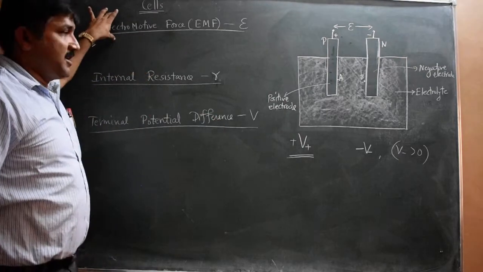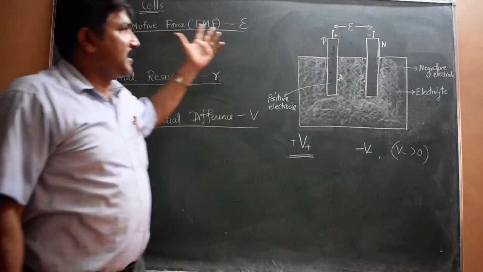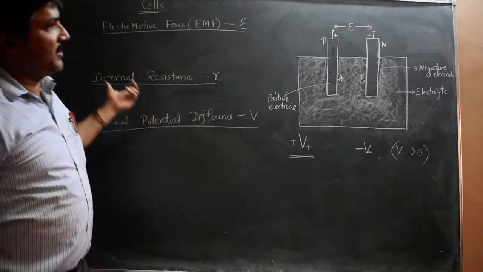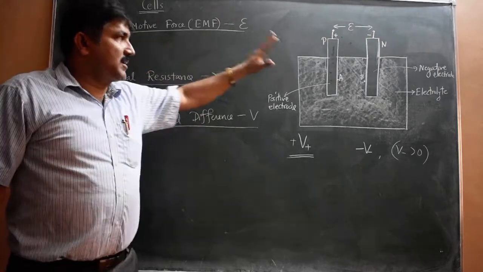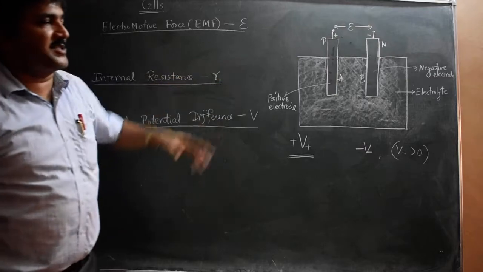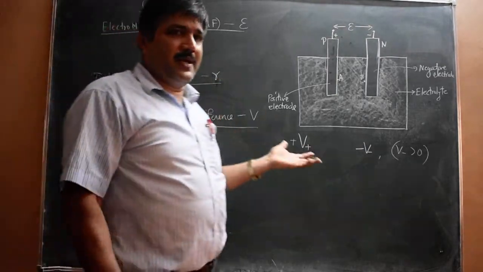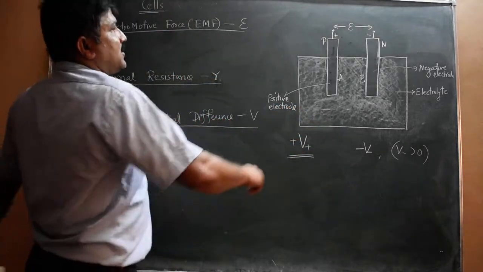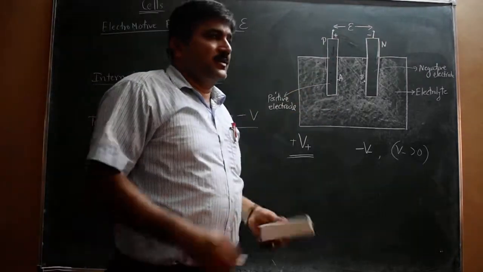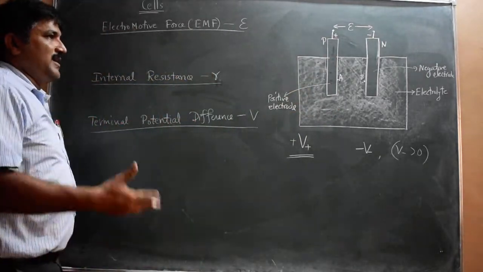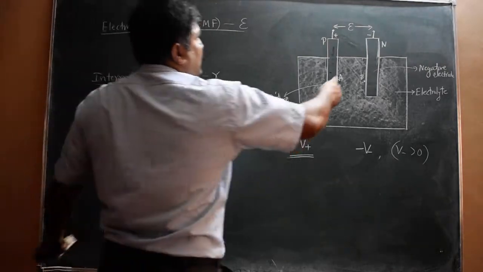So first, the definition: a cell is basically a source of energy which supplies current whenever connected to an external circuit. When the circuit is closed, current can be drawn from the cell through that external component. It may be a bulb, a resistor, a heating element, or any circuit element. When it is connected, the cell will give energy in the form of light or heat or anything, or mechanical energy also.